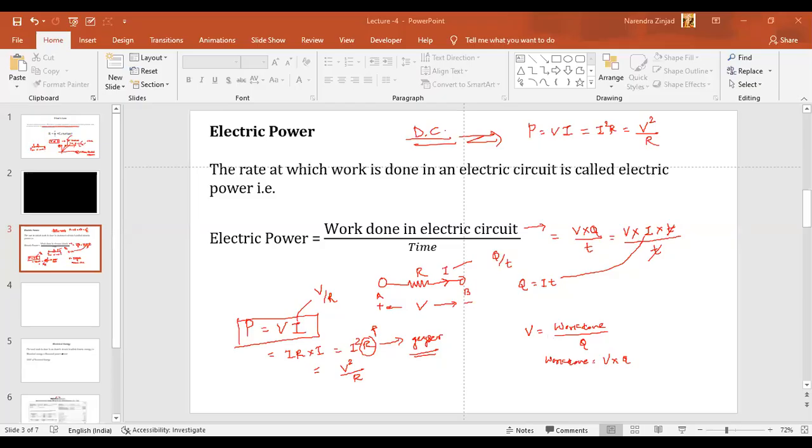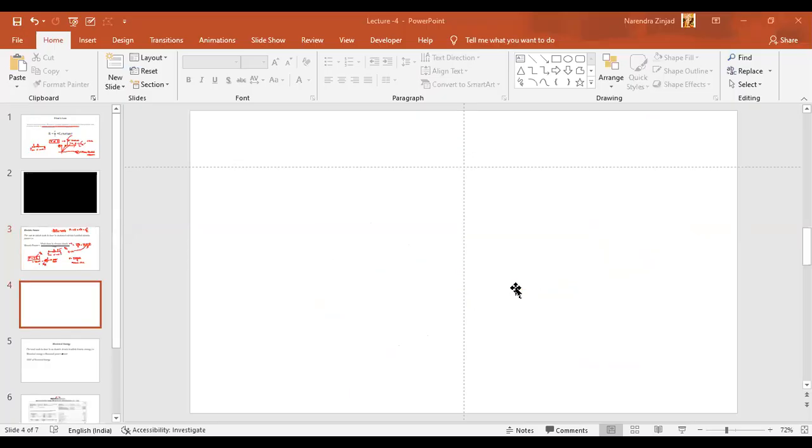Okay. So last time we discussed electric power, but I forgot to discuss the unit of power. So if you have noticed, let me enlarge the screen.